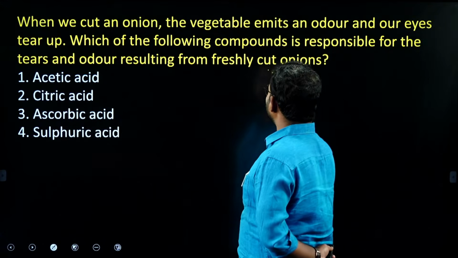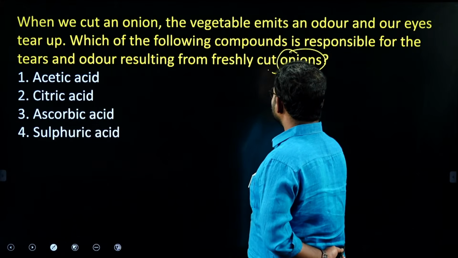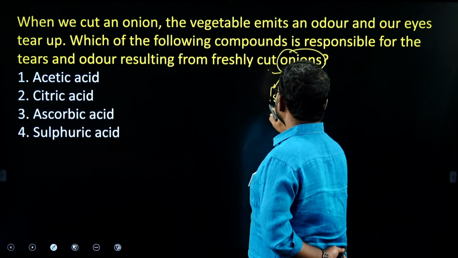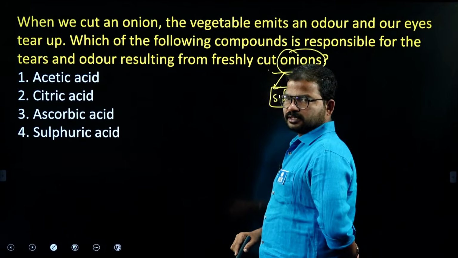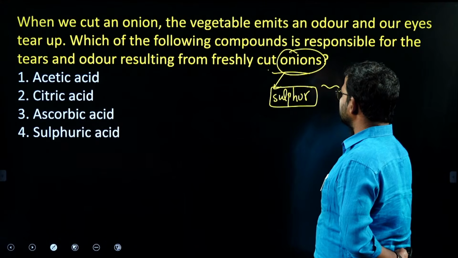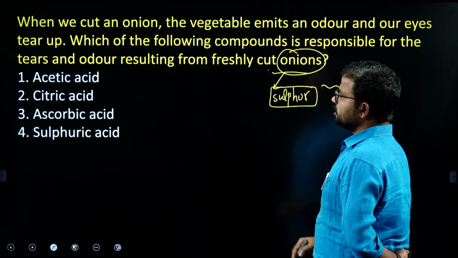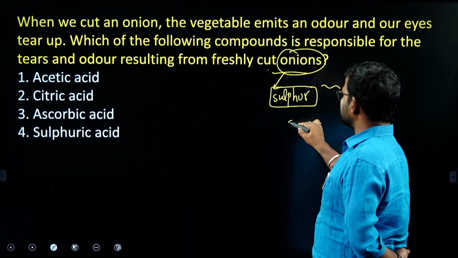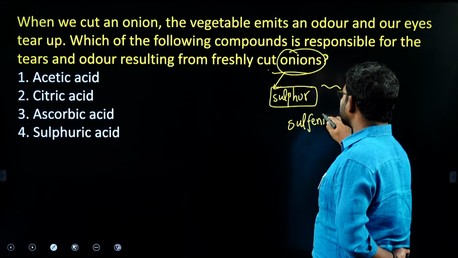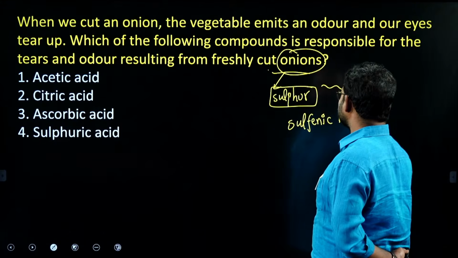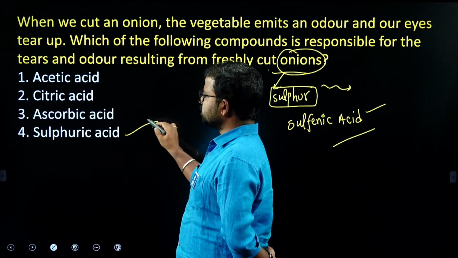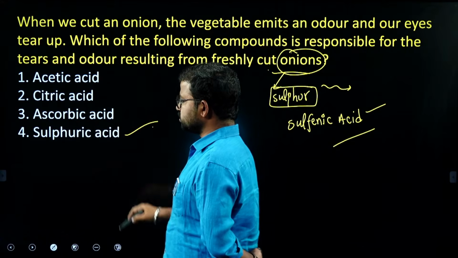If you consider onions, they have sulfur, so sulfur related elements. When we cut these onions, guys, mostly it gets oxidized. Then we mostly get sulfonic acid. Actually, sulfonic acid is the correct one, but here they mentioned a sulfur related chemical, so that is nothing but sulfuric acid. Option 4 is the correct one.